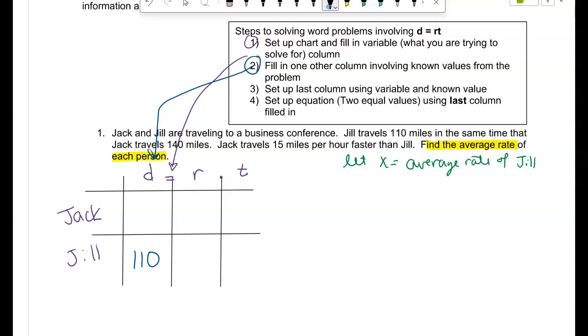I'm not putting the labels in for the moment, but we should be putting labels in. We know in the long run our answer has to have it. And what else do we know? Yeah, so Jack travels 140. Great.